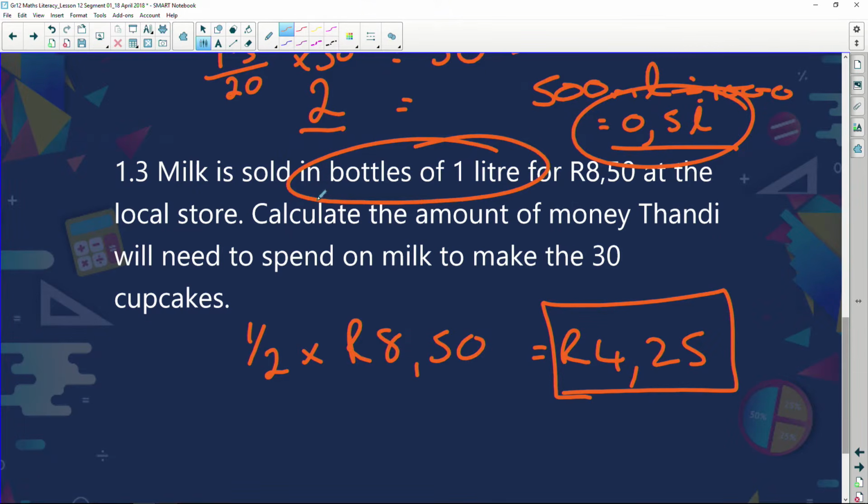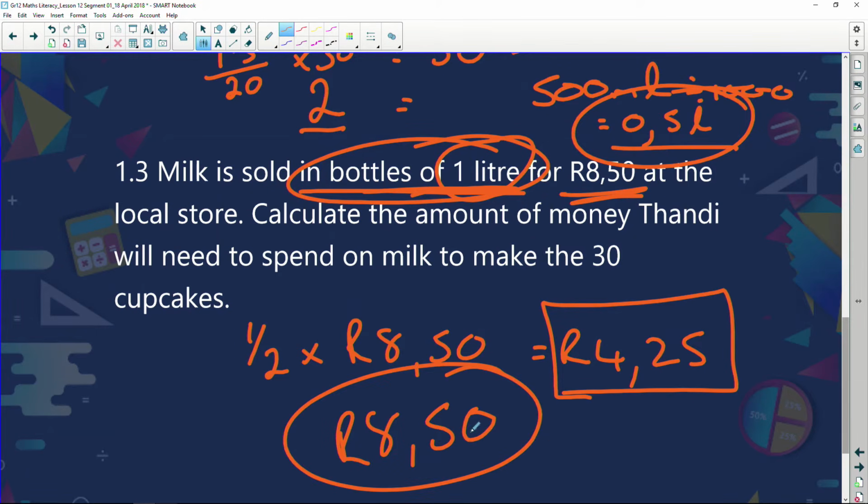So even though I need half a liter, because it's only sold in bottles of 1 liter, I've got to buy a whole liter. So my milk is going to land up costing me 8 Rand 50 and not 4 Rand 25, as we would presume the case to be.